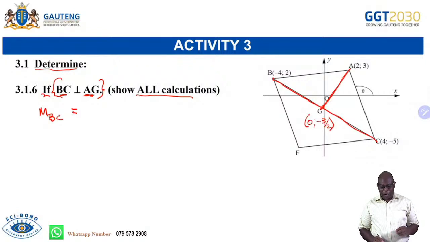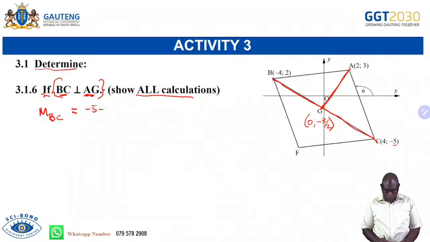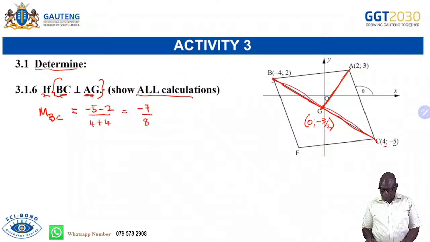No, we want to determine if they are perpendicular. So how do I get the gradient of BC? We'll have -5 minus 2 over 4 plus 4, right? So that will give -7 over 8. So that's the gradient of BC. The gradient of BC is -7 over 8.